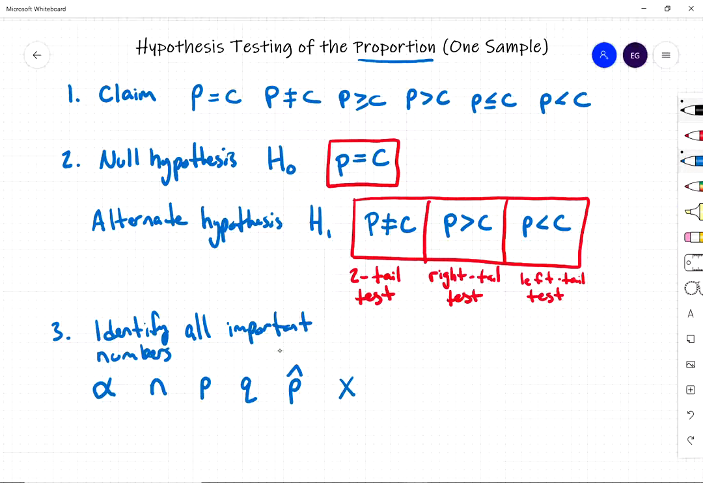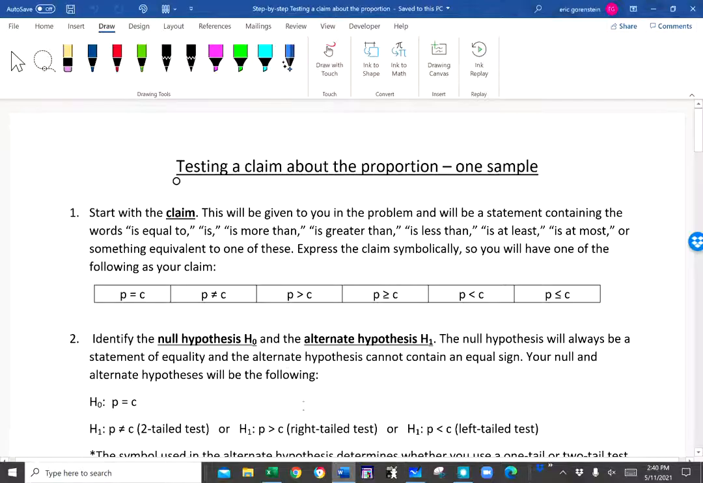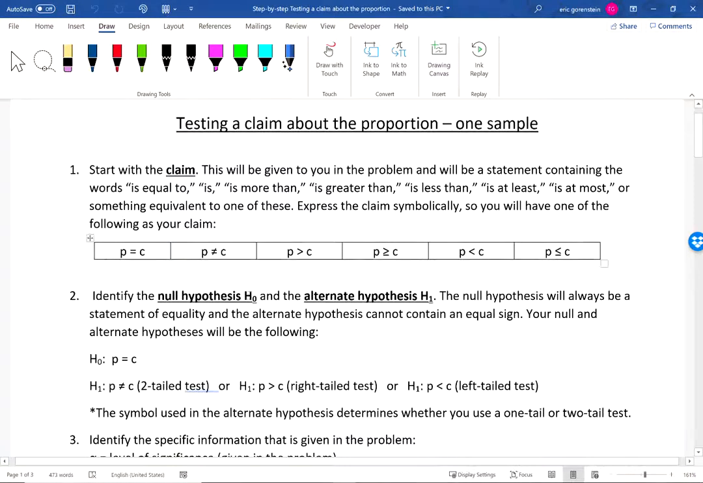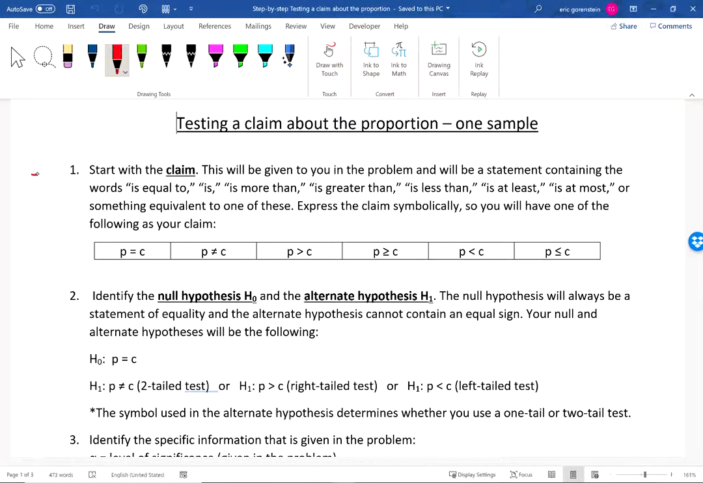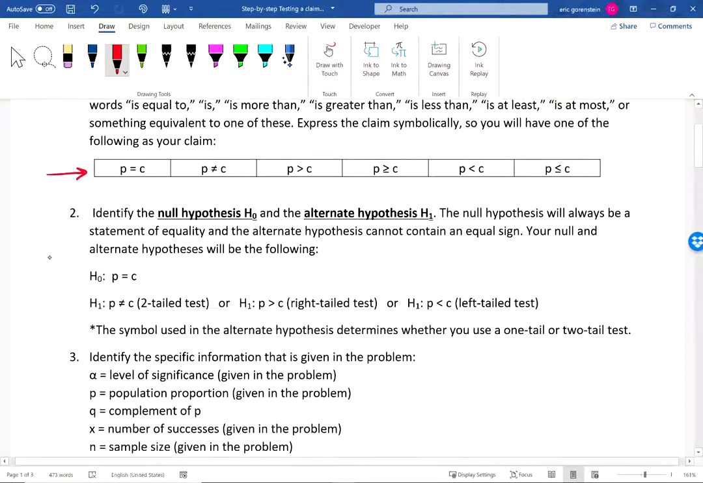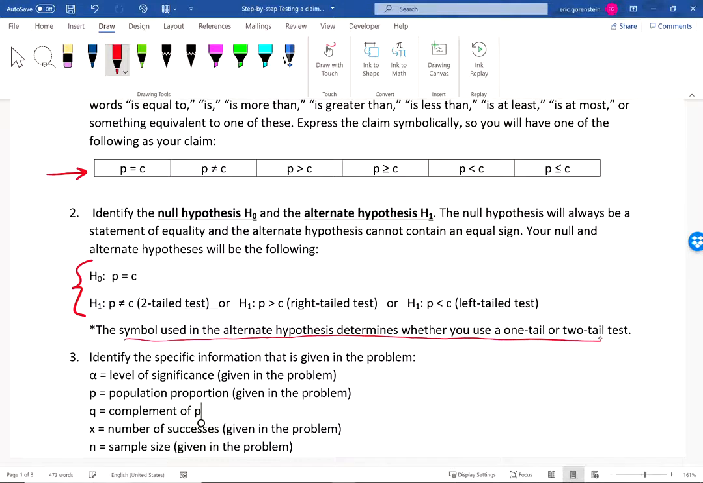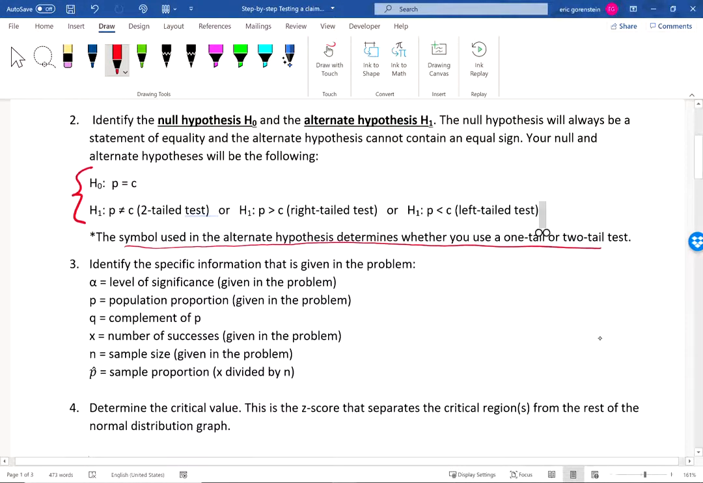Okay, and I have all this laid out in this Word document. So let me just go through these steps, what we have so far. We talked about number 1, start with the claim, and we have these 6 options here. Set up the null and the alternate hypothesis. The symbol used in the alternate hypothesis determines whether you have a one-tailed test or a two-tailed test. And now we're talking about identifying the important values that we're going to use in our calculations.